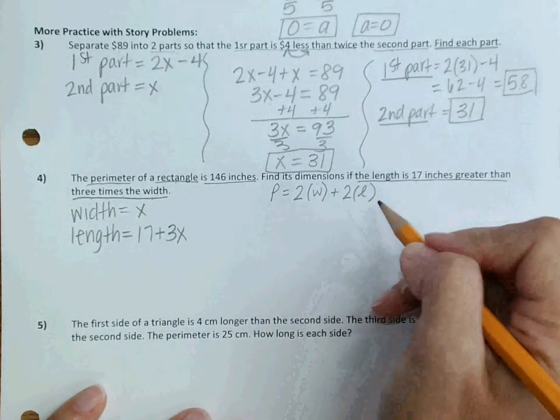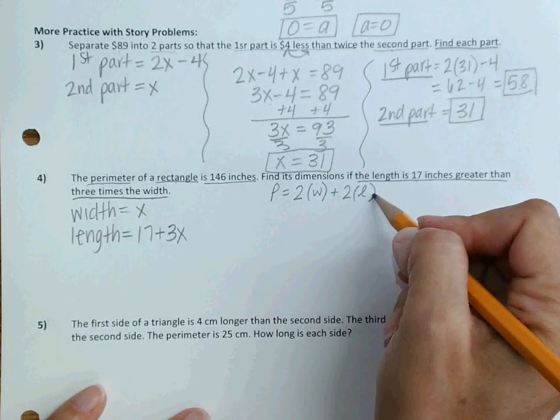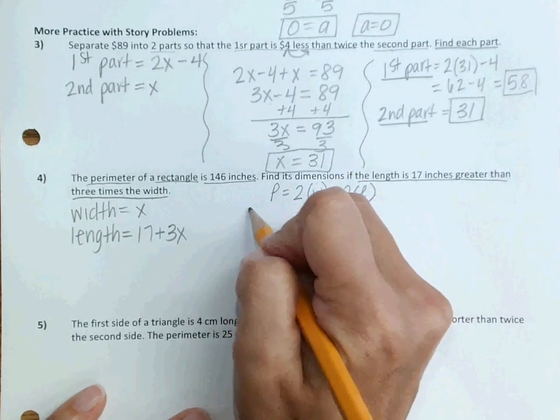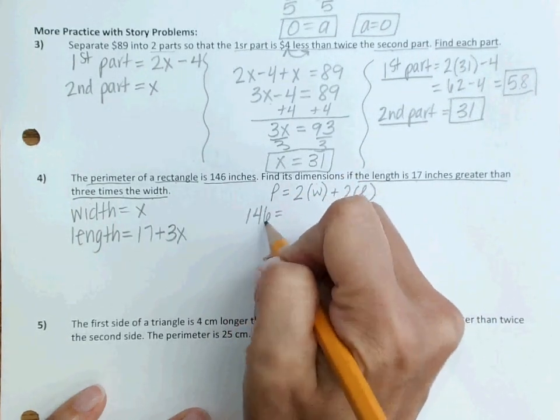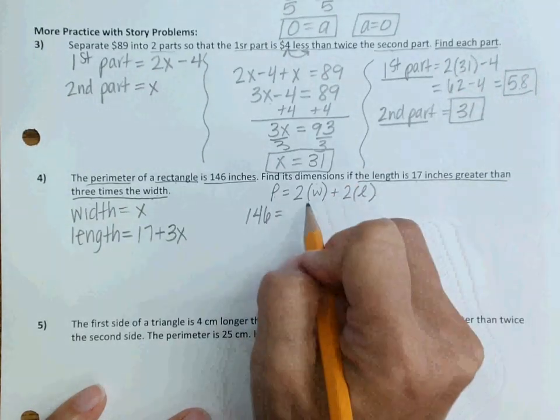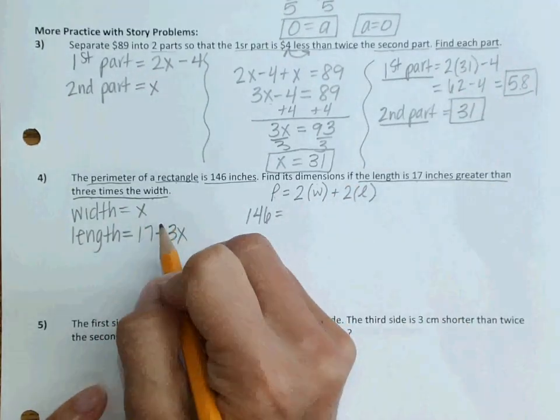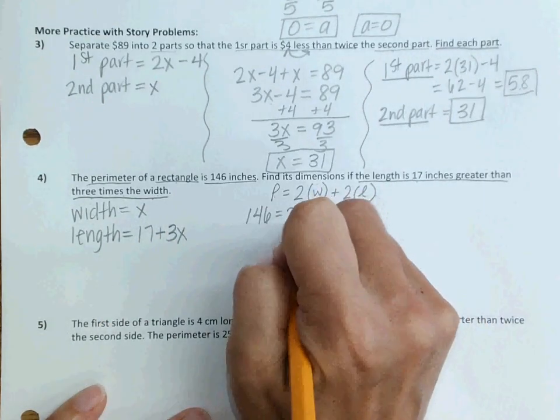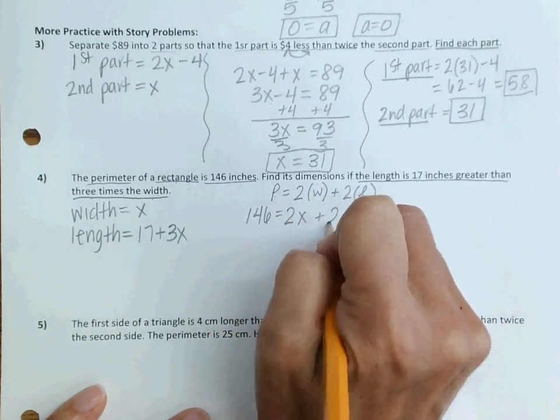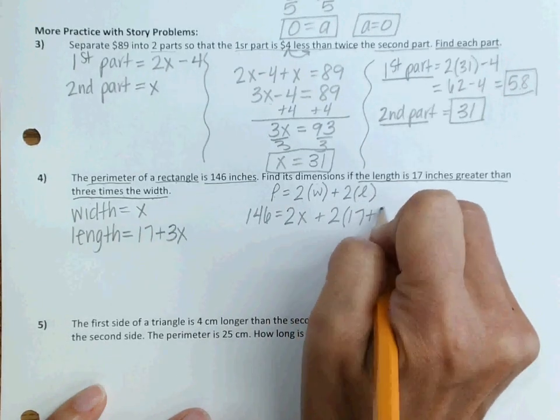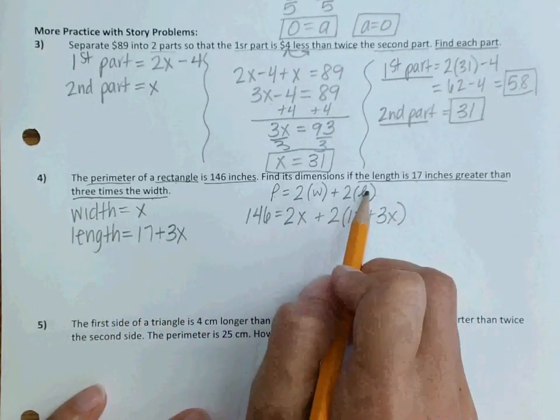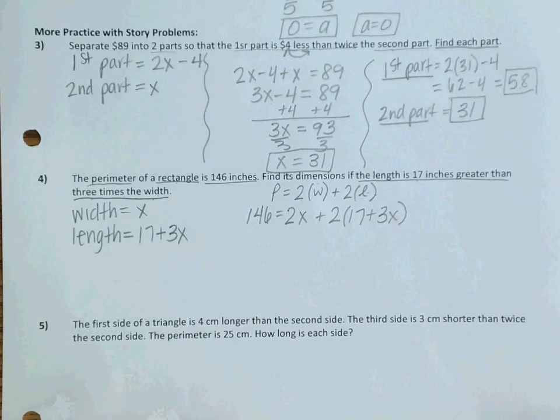So what I'm going to do is I'm actually going to use this formula for the perimeter of a rectangle. Okay? If the perimeter is 146 inches, I'm going to put 146 in for P. We're going to remember we add up all the sides for the rectangle. There's 2 widths and 2 lengths, so it's going to be 2 times x plus 2 times 17 plus 3x. Okay, so again, I'm putting my length in for L. Okay, and now we'll go ahead and solve.